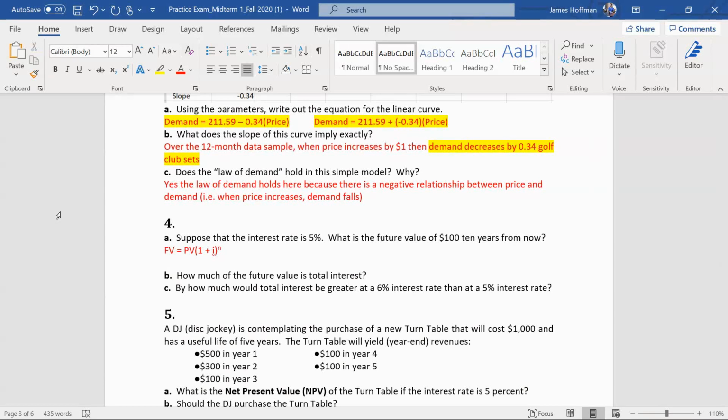the general equation, which is on your study guide somewhere, is the future value is the present value times 1 plus the interest rate raised to n, because this is the number of years it compounds. So you can just use that general equation, which is here, and let's get the future value of $100 10 years from now at 5%. Okay, present value is the $100.